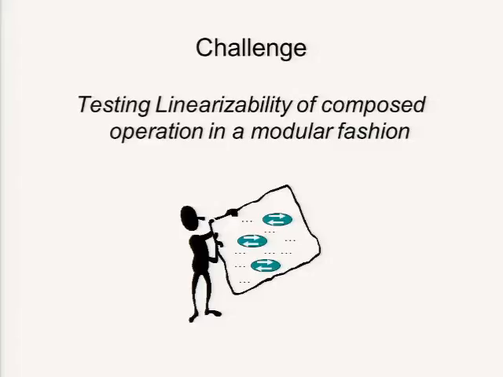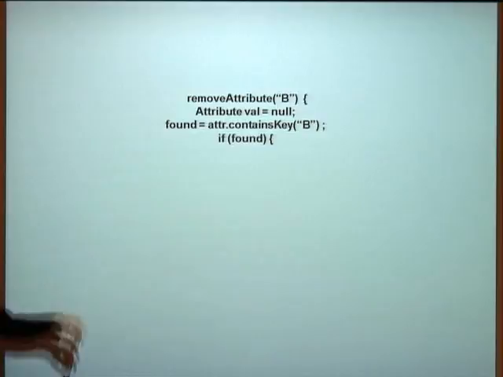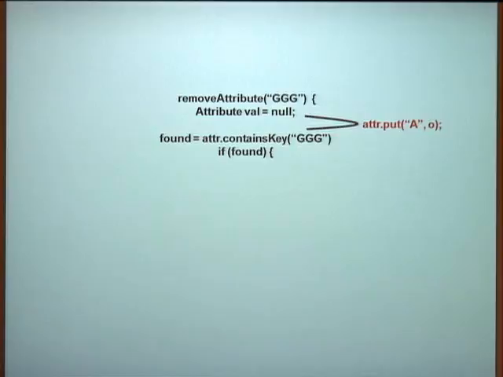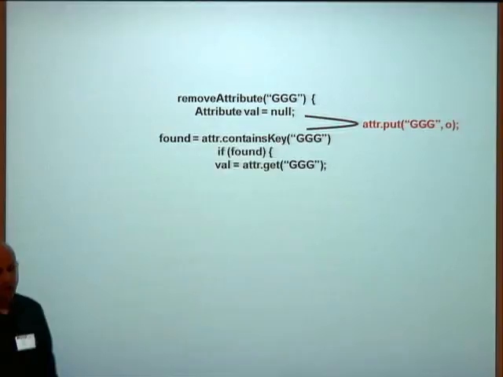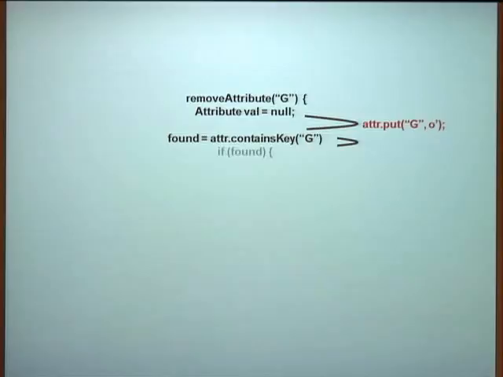Okay, so first, as I said, we do a modular checking. What we want to do is test the linearizability of this compose operation in a modular fashion. Actually, we just run the program in a testing method. We run the remove attributes with some random inputs. There might be an environment operation that doesn't influence the control of the compose operation. But then it's running and running, and it doesn't find any bugs, because there are so many traces that we can explore in here.